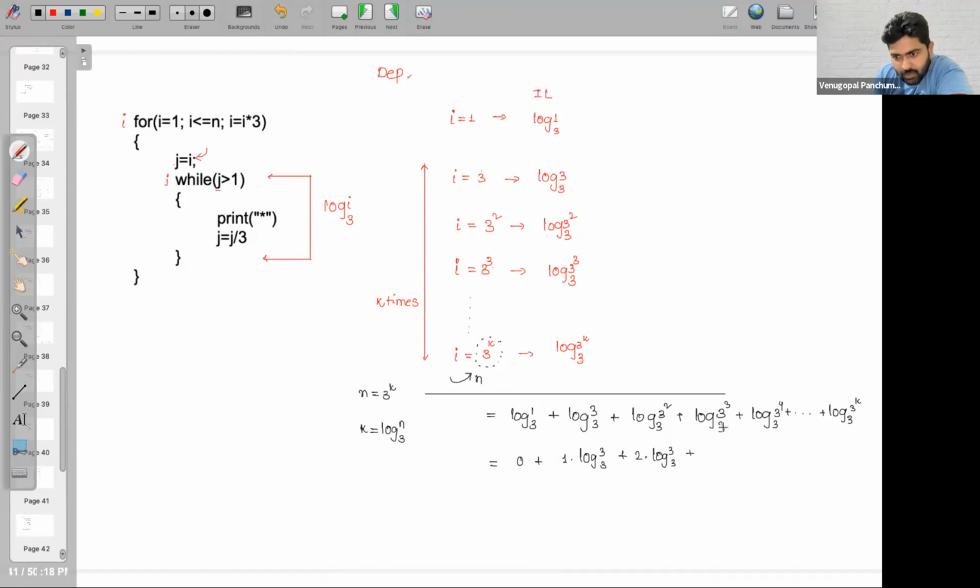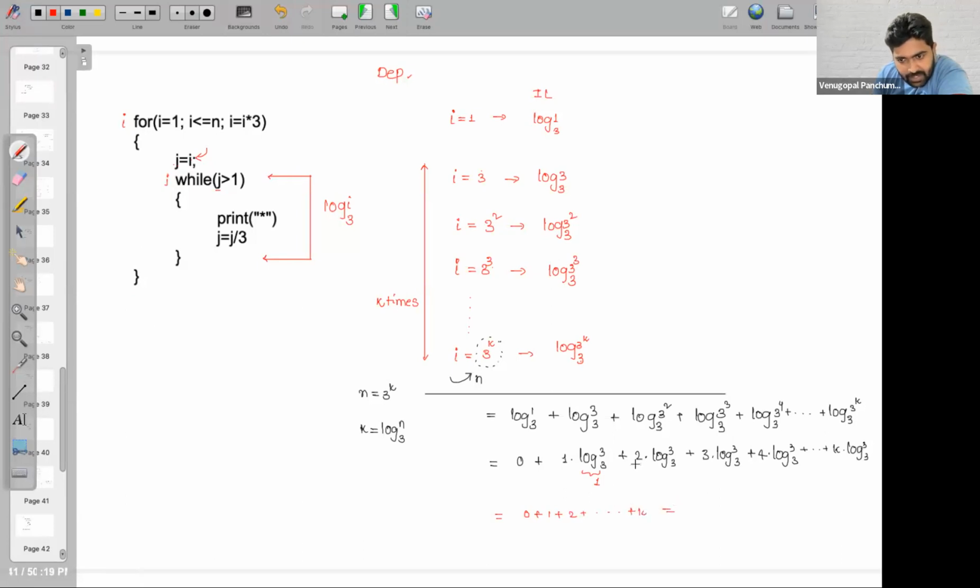Plus, from the properties, everything depends upon these beautiful log properties only, 3 into log 3 base 3, this is 4 into log 3 base 3, and so on, this is k into log 3 base 3. We know already log 3 base 3 has value 1. Correct? So everything will become 0 plus 1 plus 2 plus, up to k.